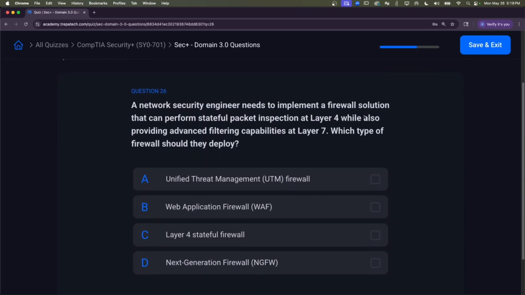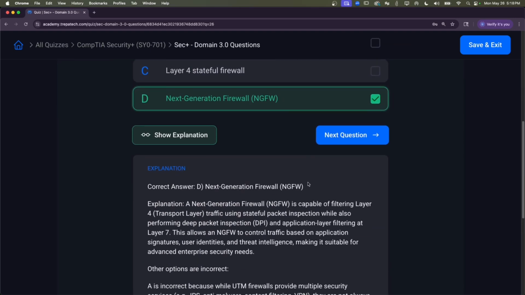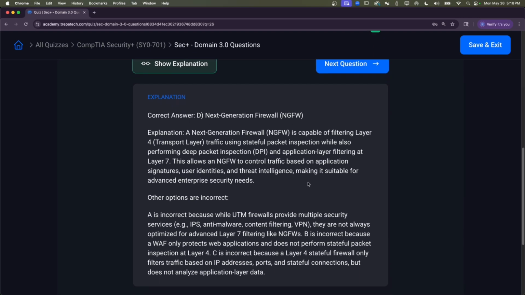Question 26. A network security engineer needs to implement a firewall solution that can perform stateful packet inspection at layer 4 while also providing advanced filtering capabilities at layer 7. Which type of firewall should they deploy? That's going to be a next generation firewall, right? That's going to be a next generation firewall that can do both, can do that deep packet inspection by doing TLS decryption.